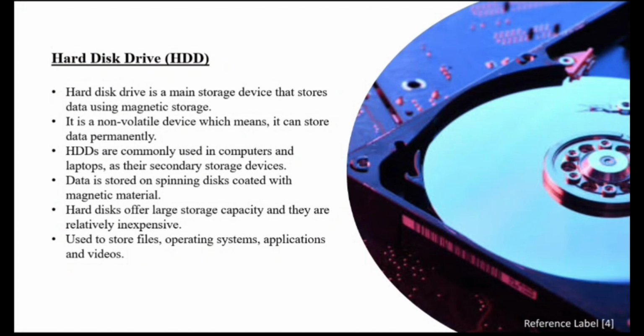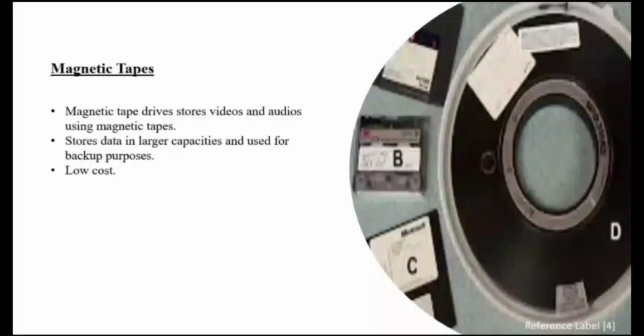Hard disk drives are a type of magnetic storage and the main storage device in computers and laptops. They are non-volatile, which means they store data permanently. HDDs store information on spinning disks coated with magnetic material. They offer larger storage capacity, are relatively inexpensive, and are used to save files, operating systems, applications, and media.